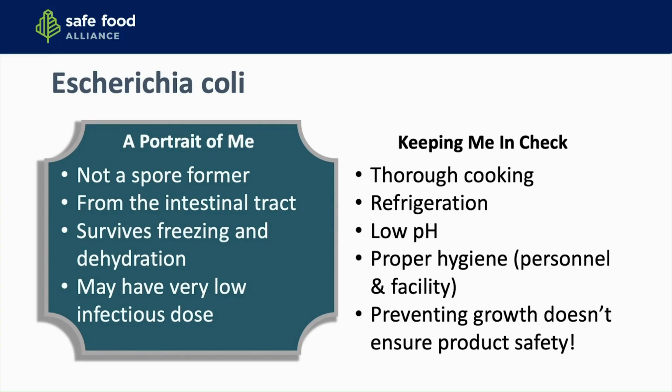Let's talk about Escherichia coli or E. coli. Again, this also is not a spore former, commonly found in the intestinal tract of warm-blooded animals, birds, humans. Also survives freezing and dehydration and has a very low infectious dose, even lower than Salmonella. It is notorious for its ability to make people sick with just a few cells. In fact, it is sort of a cousin, microbiologically speaking, of Salmonella.